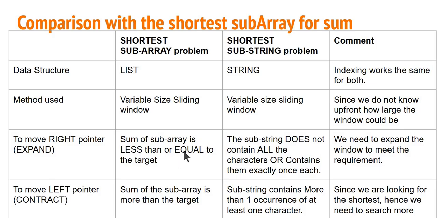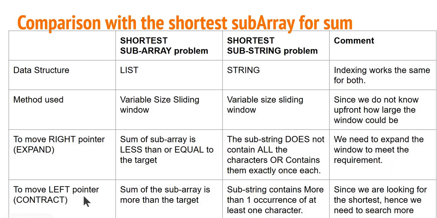Also, if the sum was equal to the target, we move the right pointer. I spoke about this in detail. The equivalent here would be that, look, I do contain all the items, and they are basically there exactly once. So indeed, that's the shortest subarray. But I will expand the right pointer anyway. I'll expand the window because perhaps the problem could be find me all such occurrences, right? Basically, we need to expand the window to see if the requirement is being met.